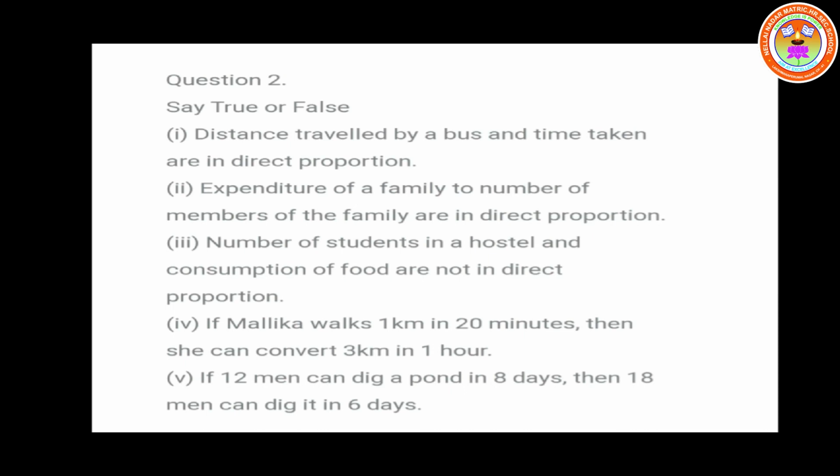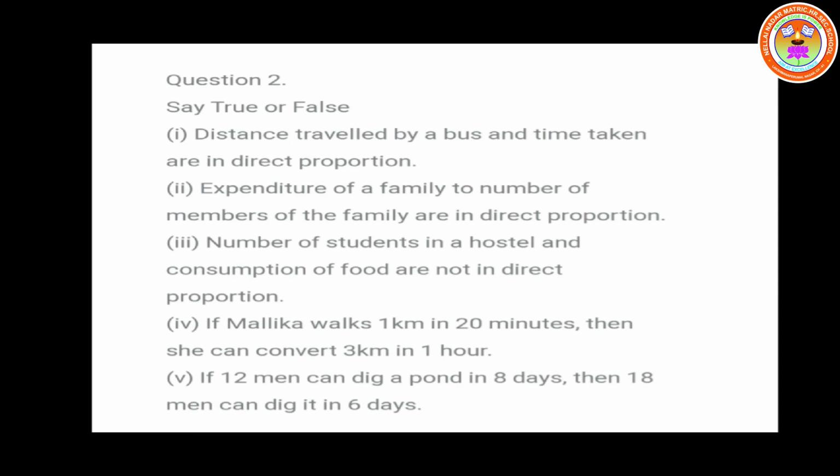Suddenly when your relative comes next month, he is also joining with you, then the number of members in the family will increase from 5 to 6. Then the food consumption and everything will only increase, it won't decrease. So when the members increase, automatically the expenditure will also increase. If the members in the family decrease, the expenditure will also decrease. Therefore it is direct proportion. So the answer is true.